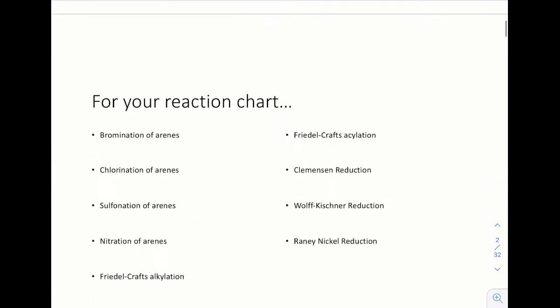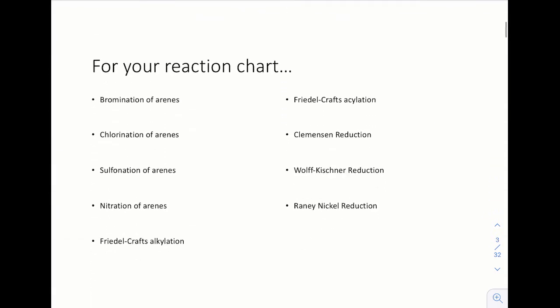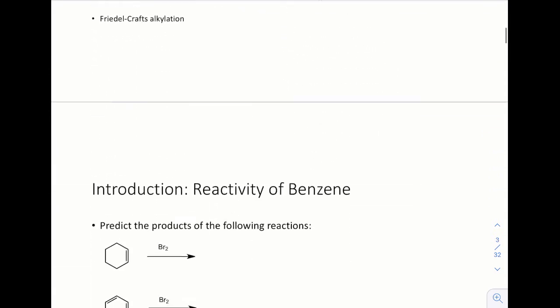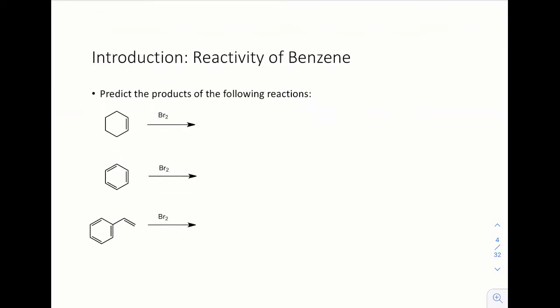Let's get started. There are a number of reactions I'll be adding to your reaction chart. Before we get started on that, pause and predict the products of the following reactions. We always begin by identifying functional groups. If you haven't made any predictions, here I've given you some hints. Now please make your predictions.